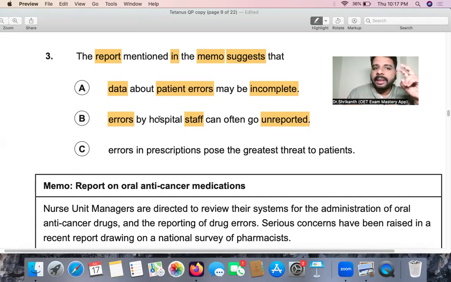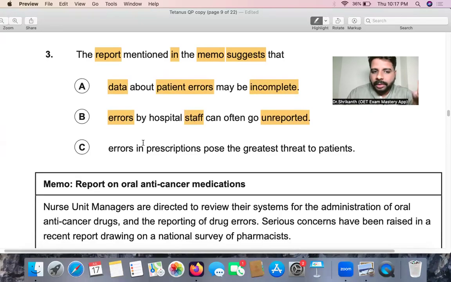Okay, that is the suggestion coming from this report. Now, the third suggestion is this: errors in prescriptions pose the greatest threat to patients. Greatest means what? Number one. So the number one danger to patients is prescriptions.